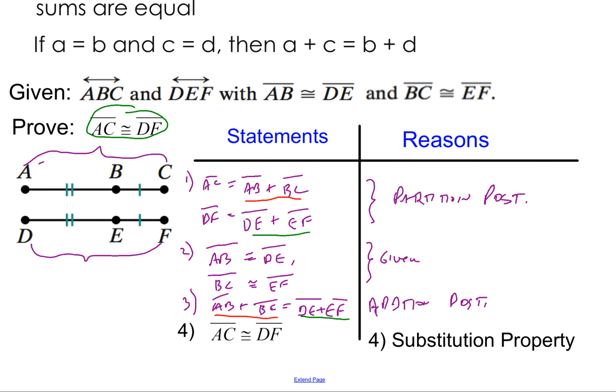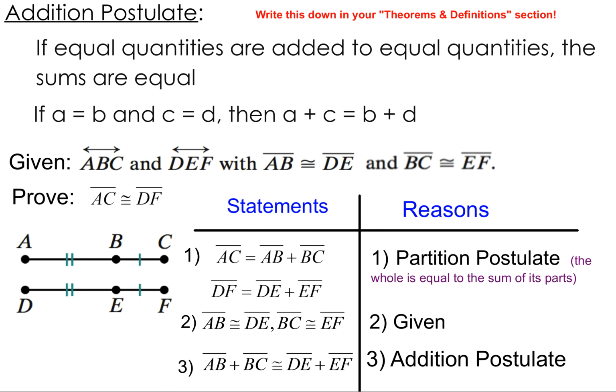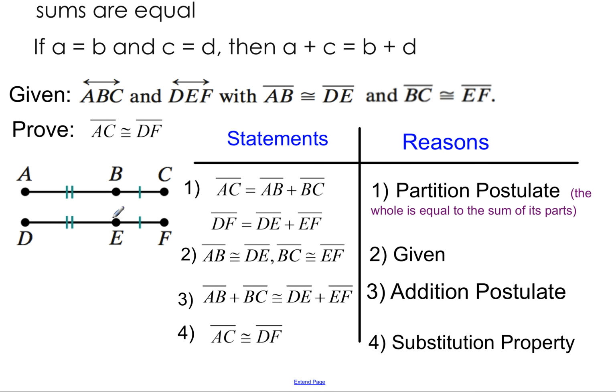What I'd like you to do is, here it is rewritten slightly more neatly, actually much more neatly. Please make sure this is in your theorems and definitions. It is a proof. You're going to use this. So make sure it is down in your notes. Put your player on pause and hit play to resume. Once you have all the steps down, it is written neatly and nicely for you. You don't need to say the whole is equal to the sum of its parts. You can just say the partition postulate. This is there just to remind you of what the partition postulate is.